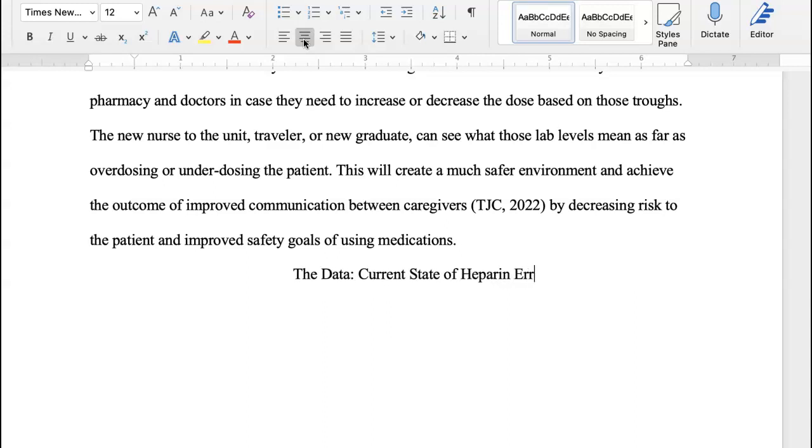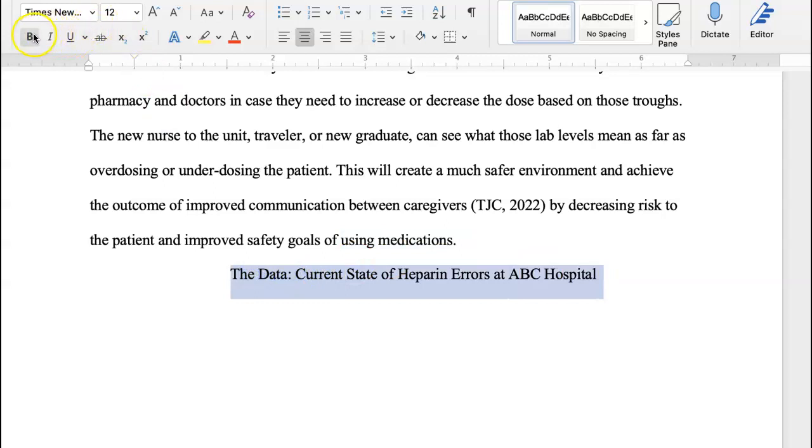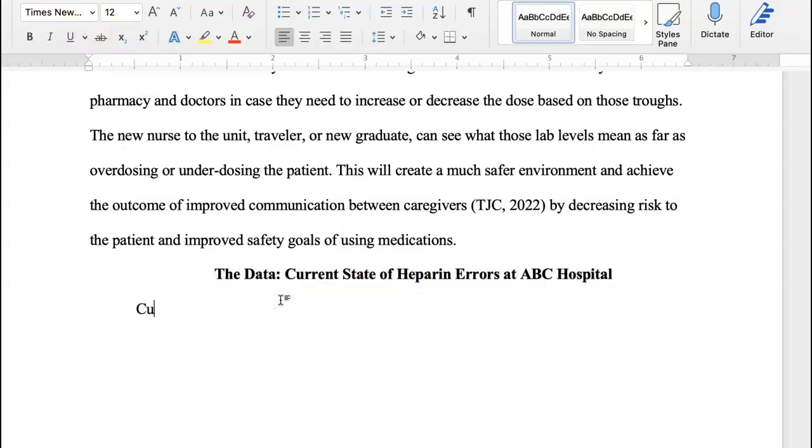current state of, I'm going to just call it heparin errors at ABC Hospital, which I hope is a real hospital. And then you can say, again, this would be bolded, and then you can make up your data and say, currently, at our hospital, the heparin overdose rate is, I'm going to make this up, like 75% of patients. So after implementing whatever, you can state what your interventions are going to be. We created this software, we got it to talk from the lab to the barcoding, and then we implemented it with the nursing staff, and then they actually used the barcoding because they were only barcoding patients at 60%. We increased that to 80%.